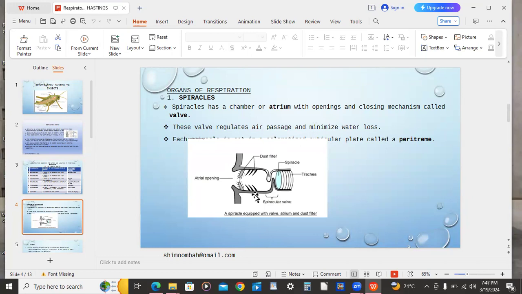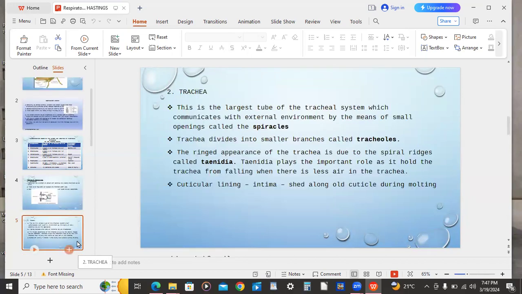So this was the first organ of the respiratory system in insects. Let's look at the second organ of the respiratory system in insects, which is the trachea. The trachea is the largest tube of the tracheal system, which communicates with the external environment by means of small openings called the spiracles. The trachea divides into smaller branches, so they ramify into smaller branches called the tracheoles.